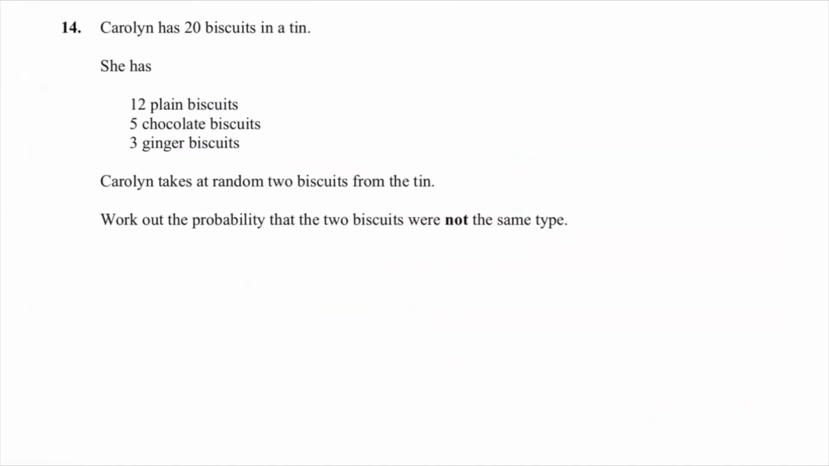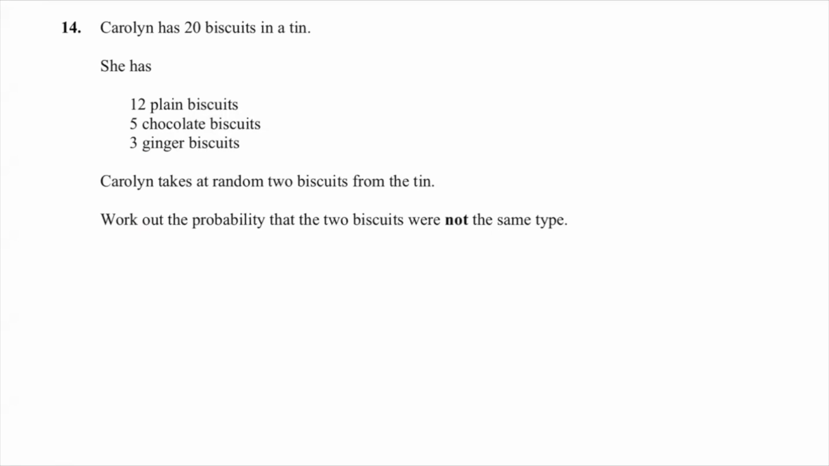Okay, so Carolyn has 20 biscuits in her tin. We've got information about the types of those biscuits. She's going to take at random 2 of the biscuits from the tin, and we've got to work out the probability that the 2 biscuits were not the same.